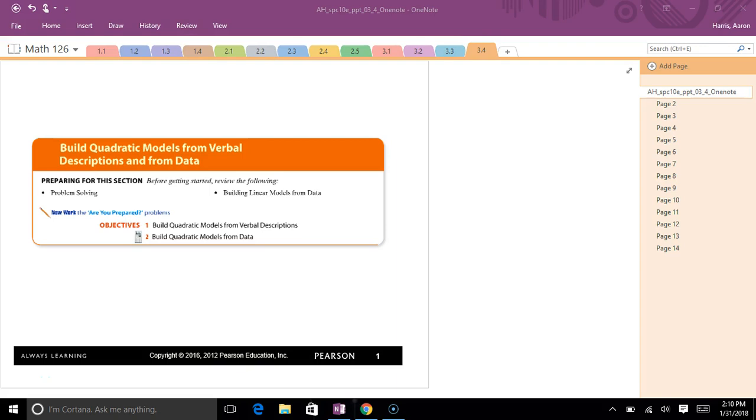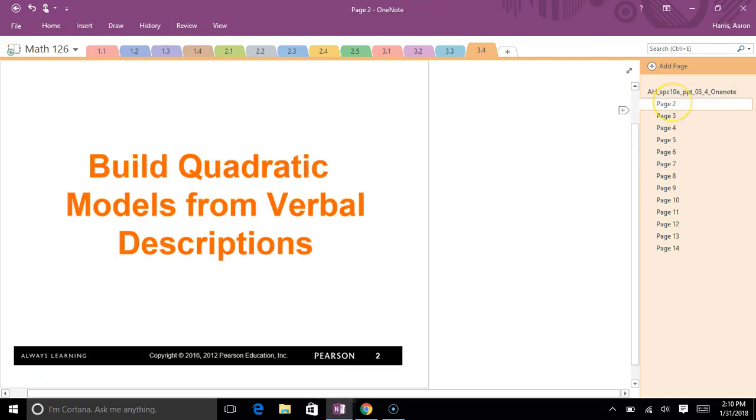We've got section 3.4 here, build quadratic models from verbal descriptions. That's our first objective, and also use some data to build some quadratic models.